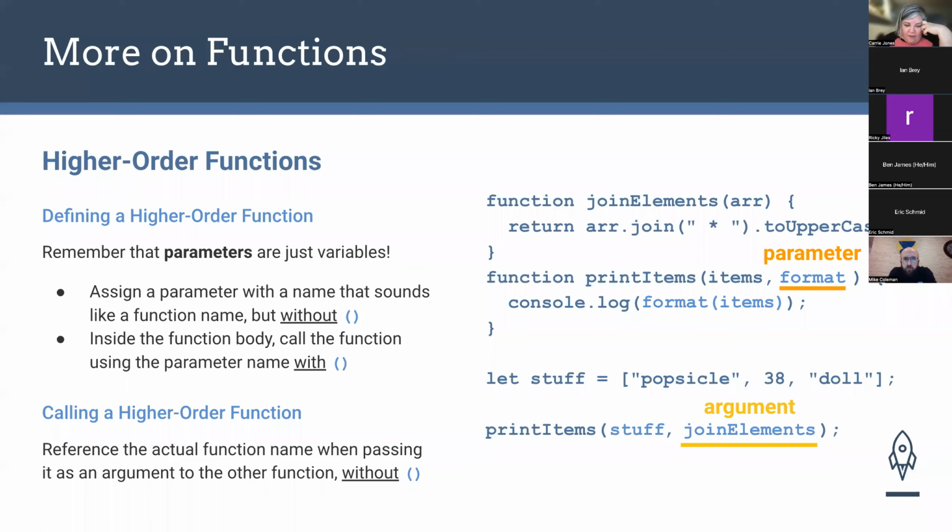And you could potentially have a whole bunch of other functions that format things differently, and whichever one you pass in is the one that's going to basically filter your items through and format them that way. So I would expect that it comes out as a single string that's popsicle space asterisk space 38 space asterisk space doll. Because print items actually took that specific function and used it to format the items. Does that make sense?